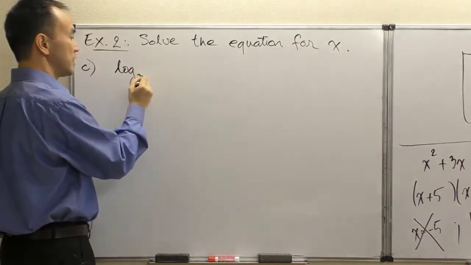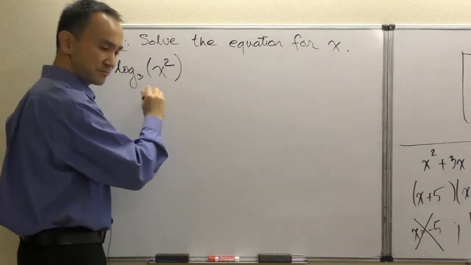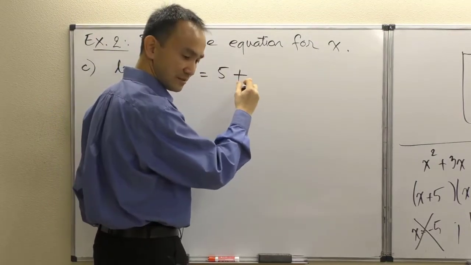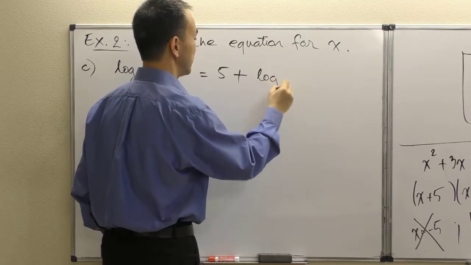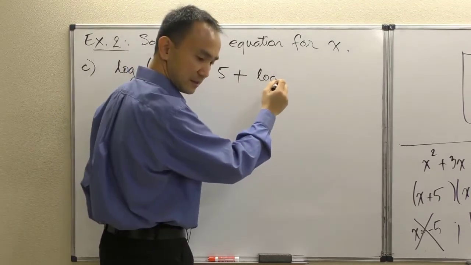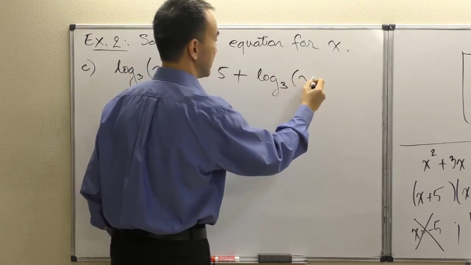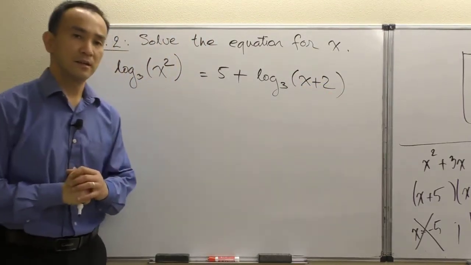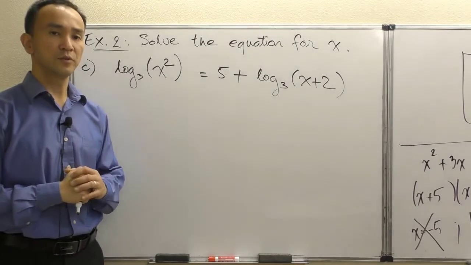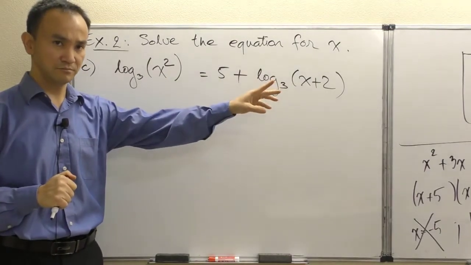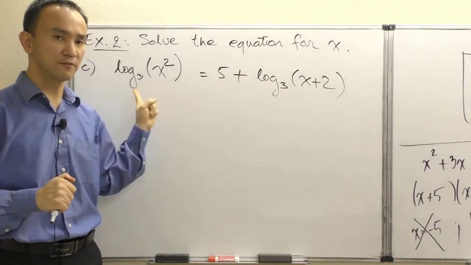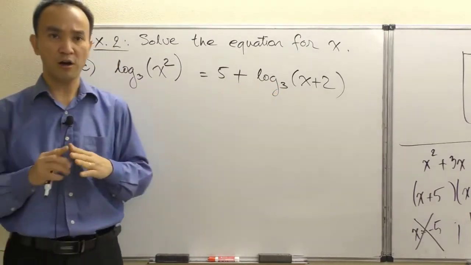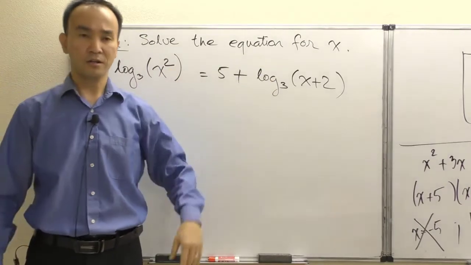So now in the next equation right here: log base 3 of x squared equals 5 plus log base 3 of x plus 2. So here again we have multiple log terms. The only good news left for us is they still have the same base. They're all of the same base, but we have multiple log terms.